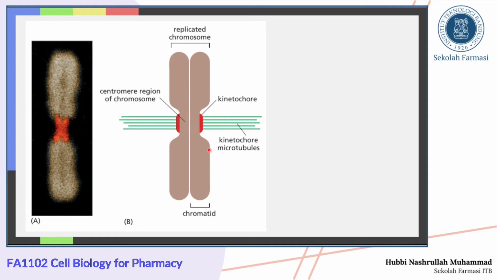The spindle microtubules that capture the chromosome link the sister chromatids to the different spindle poles. This one on the right links this sister chromatid to the pole on the right, and the spindle microtubules on the left link this sister chromatid to the pole on the left. In this fluorescent micrograph of a duplicated chromosome, you can see the DNA stained with a fluorescent dye, showing a brown color, and the kinetochores stained in red.